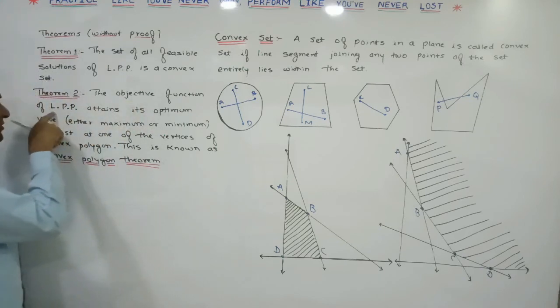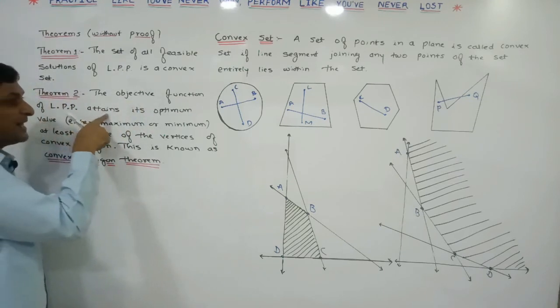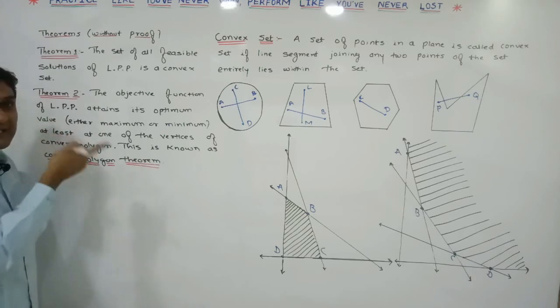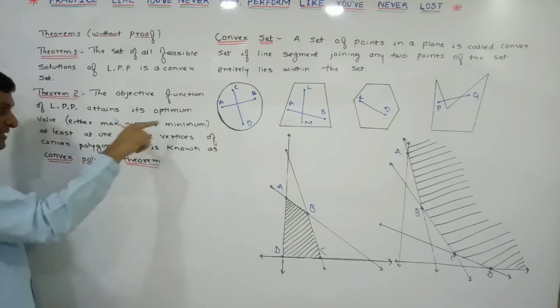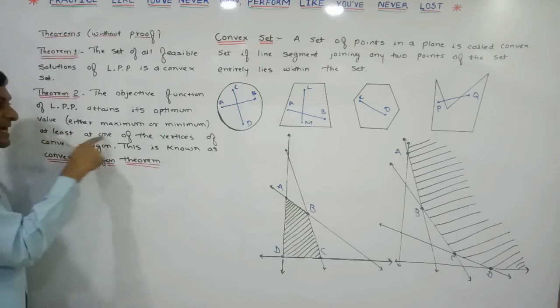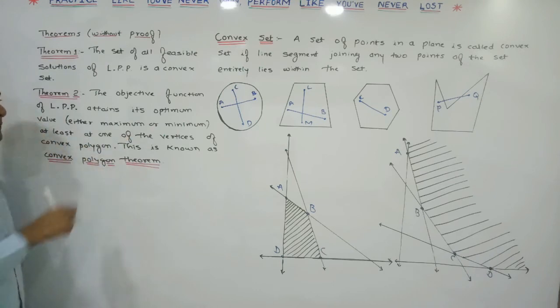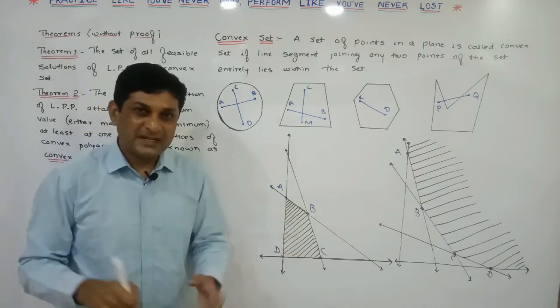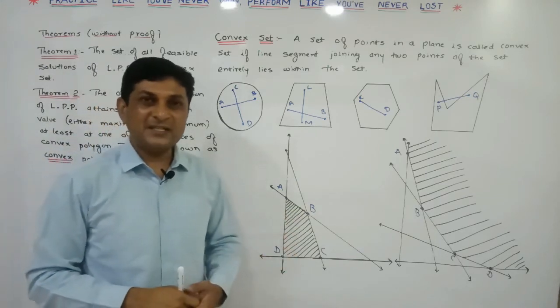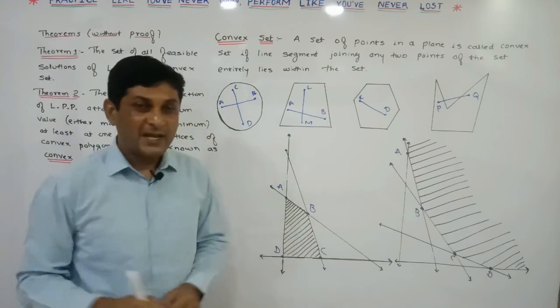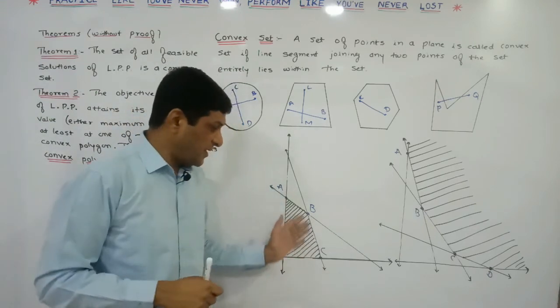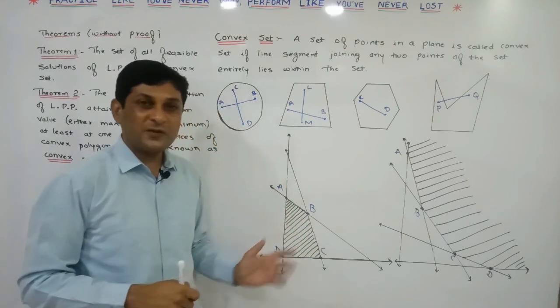The objective function of a linear programming problem attains its optimum value. Optimum value means what? Maximum value or minimum value. Maximum or minimum value at least at one of the vertices of the convex polygon. So now here, according to the first theorem, our feasible region or feasible solution is always what? Convex polygon. And in a convex polygon, how many points are there? Infinite number of points are there in this convex polygon.